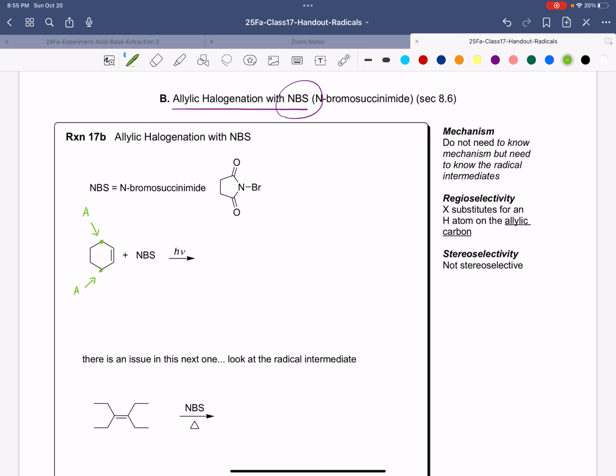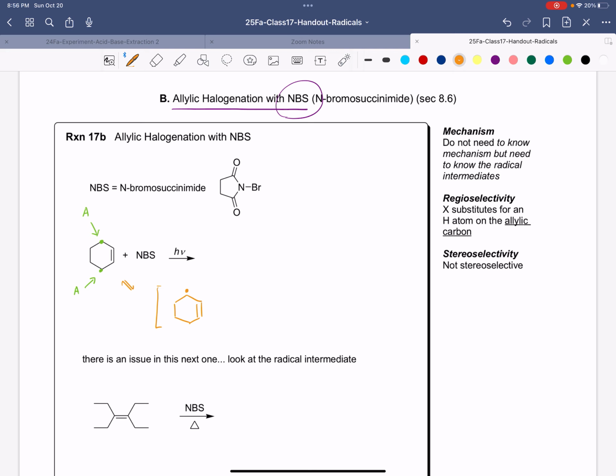Now, let's make the intermediate radical first. I'm not going to show the mechanism, I'm just showing the intermediate. And the intermediate looks like this. I'm going to make the radical at the 12 o'clock position, but we could also make it at the 6 o'clock position.